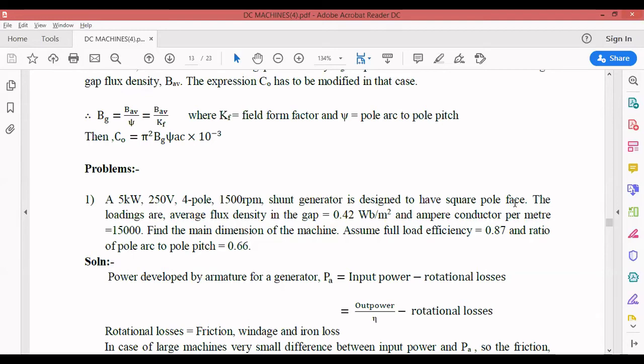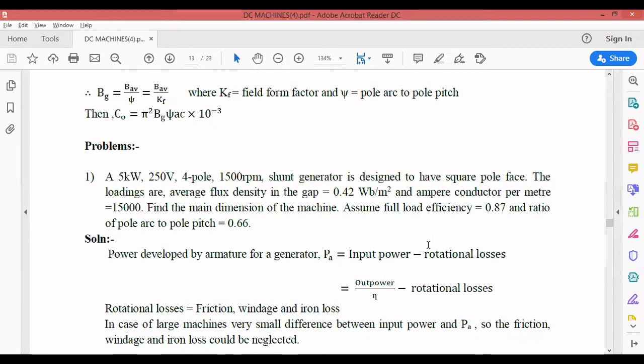For the square pole face, the loadings are: the average flux density in the gap is 0.42 Weber per meter square and ampere conductors per meter, nothing but AC, is 15,000. Find the main dimensions of the machine. Assume full load efficiency is equal to 0.87 and the ratio of pole arc to pole pitch is equal to 0.66. A simple problem. Finally, what you have to find out? You have to find out D and L of your armature.